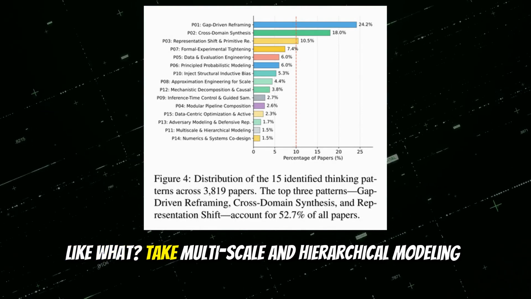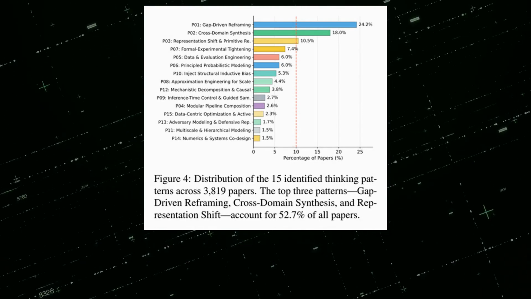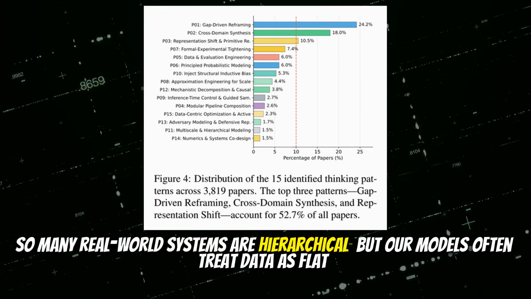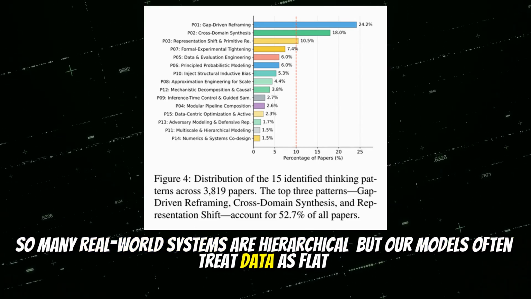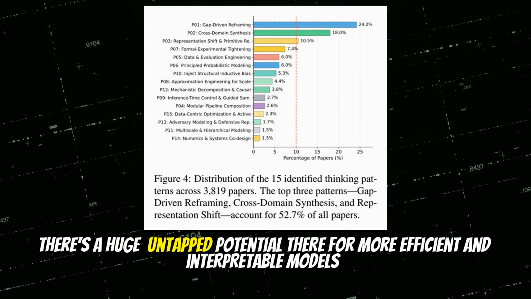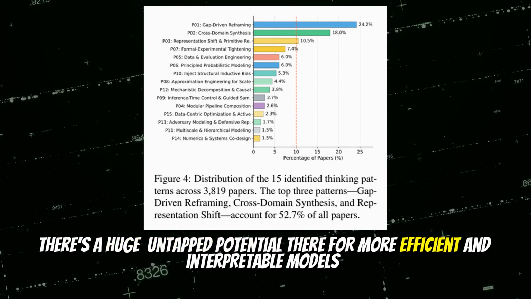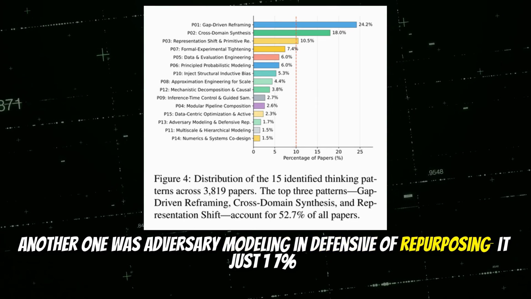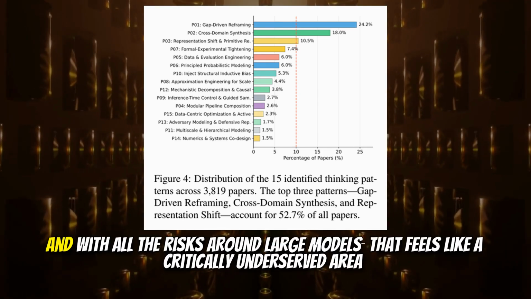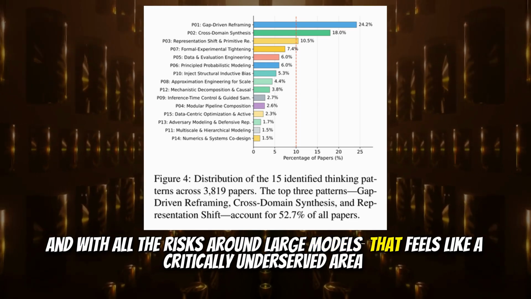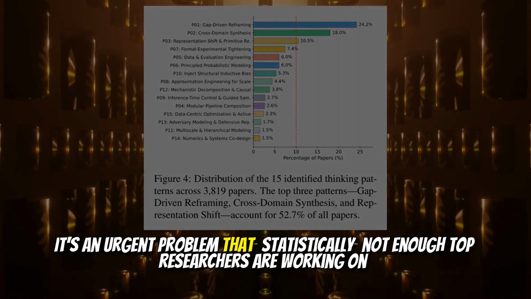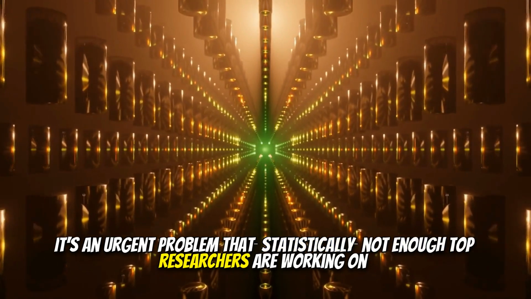Like what? Take multi-scale and hierarchical modeling. It's only at 1.5%. So many real-world systems are hierarchical, but our models often treat data as flat. There's a huge untapped potential there for more efficient and interpretable models. Another one was adversary modeling and defensive repurposing at just 1.7%. And with all the risks around large models, that feels like a critically underserved area. It's an urgent problem that, statistically, not enough top researchers are working on.